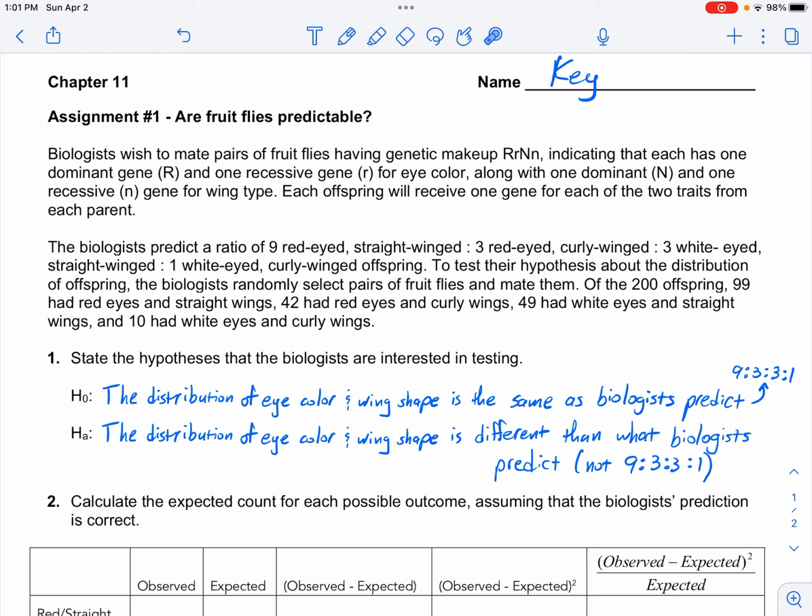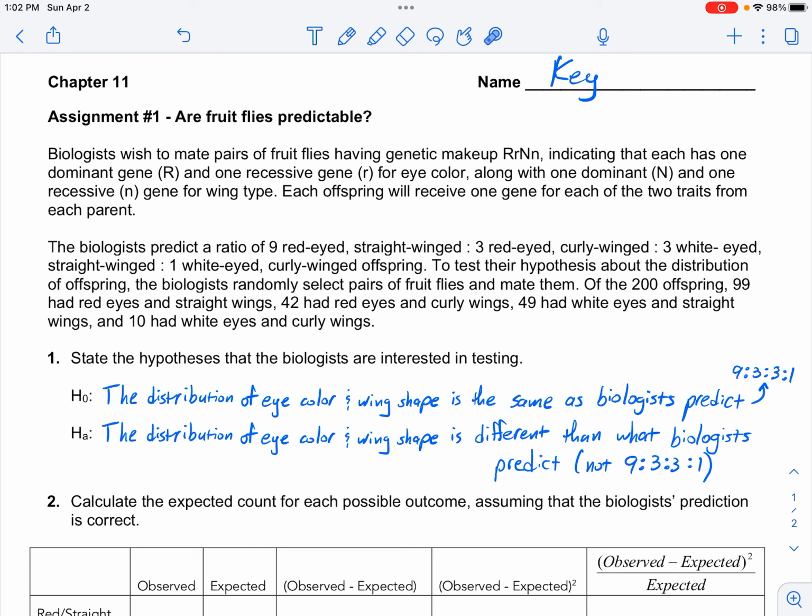And each offspring gets one gene for each of the two traits, one from each parent. So the biologists are predicting, or from experience, they think that the ratio will be like this. There will be 9 red-eyed straight-winged fruit flies. 3 will have red eyes and curly wings. 3 more will have white eyes and straight wings. And 1, must be the recessive gene, will be white eyes and curly. So the only way to get this outcome, I think, is to get both recessive genes. That's why it doesn't happen very often.